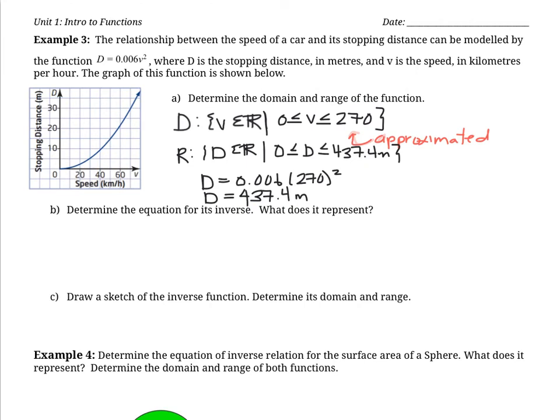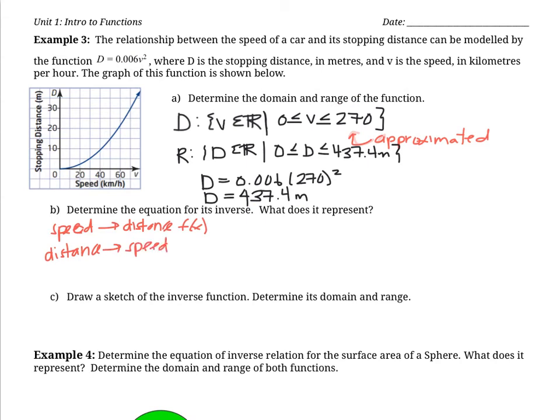So now let's take a look at part B. It says determine the equation for its inverse. What does it represent? Well, what the heck is going to be the inverse of this thing? So just go back to the definition of an inverse. Right now in this equation, we input a speed and the output is the stopping distance. So the input is the speed, and the output is the stopping distance. That's our original function. Our inverse is going to be, well, if we put in the distance, I want to know the speed.